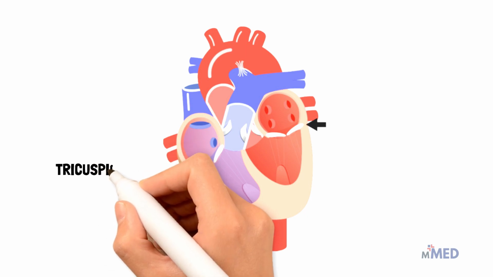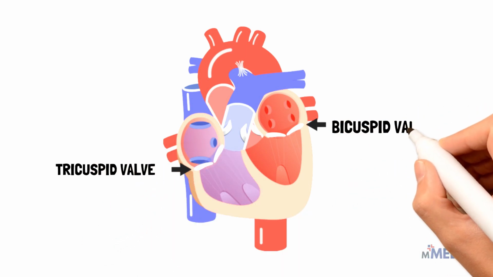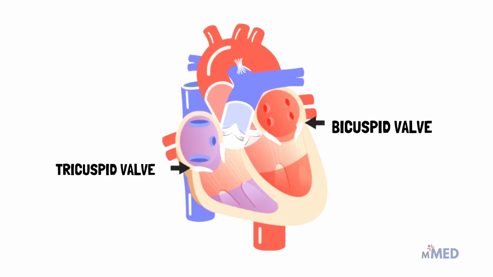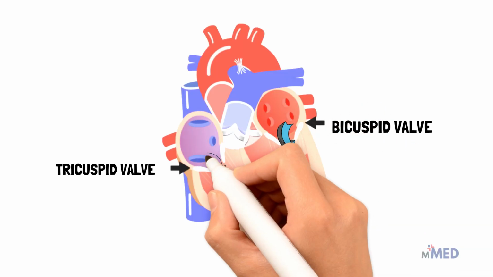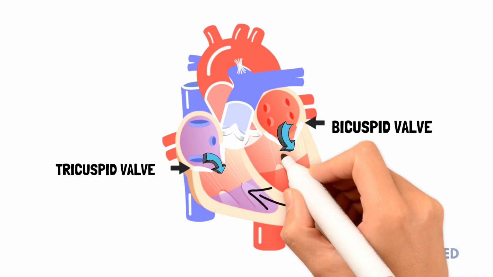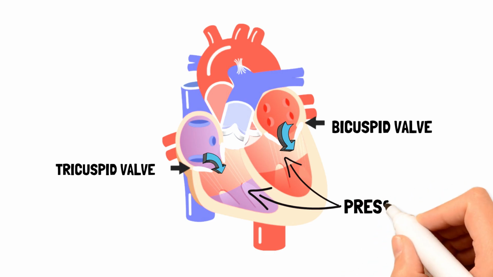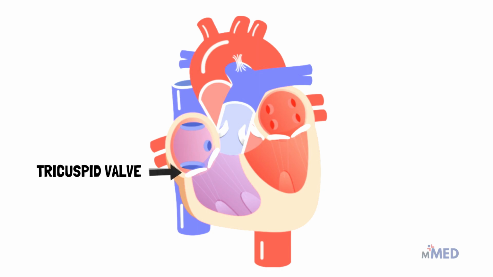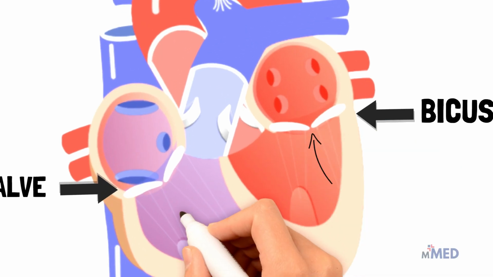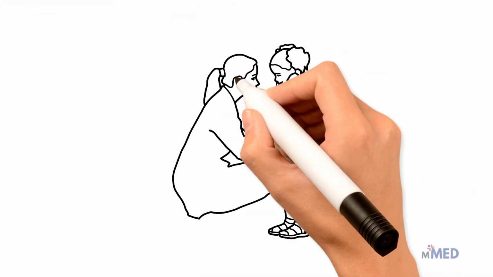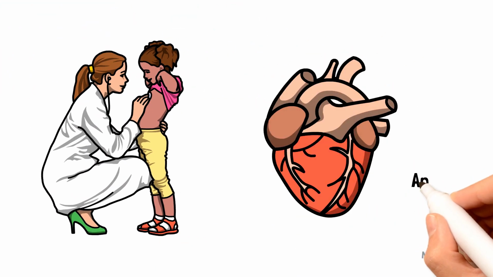The tricuspid and bicuspid valves, otherwise known as the atrioventricular valves, separate the atria and the ventricles. They open during diastole so that the relaxing ventricles fill with blood from the atria. When the ventricles contract during systole, the pressure in the ventricles increases. The increase in pressure pushes the atrioventricular valves to shut, resulting in the first heart sound, lub. On auscultation, S1 is best heard at the apex of the heart.